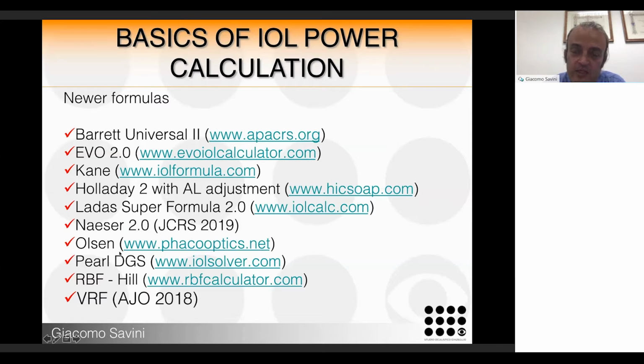The Olsen formula is quite known, is available on many biometers, or you can buy the full software at Phaco Optics. The Pearl DGS is another formula that has been released in 2019 from Dr. de Belmanière and Gatinel in Paris. The RBF has been developed by Dr. Hill and has been the first artificial intelligence formula. And finally, the VRF comes from Ukraine. There's a software, and you can read about it in the January issue of the American Journal 2 years ago.